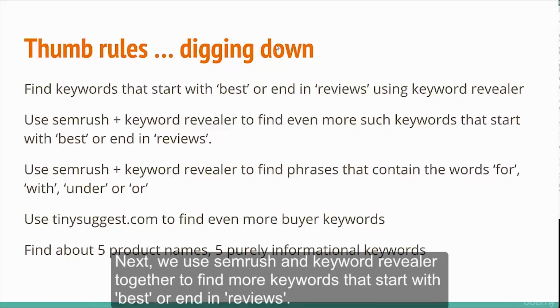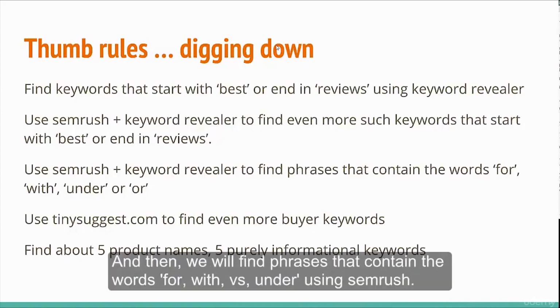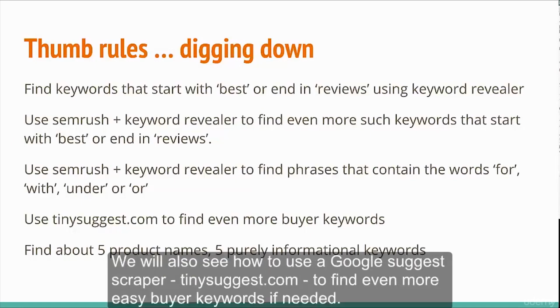Next, we use SEMrush and Keyword Revealer together to find even more keywords that start with best or end in reviews. This step may yield a few more keywords. And then, we will find phrases that contain the words for, with, versus, and under using SEMrush. We will also see how to use a Google Suggest scraper, tinysuggest.com, to find even more easy buyer keywords if needed.